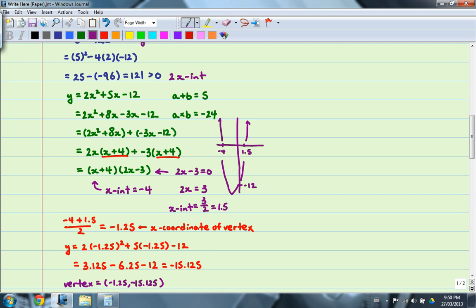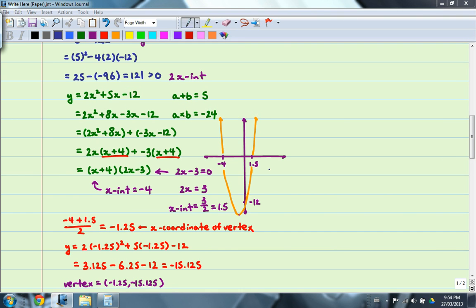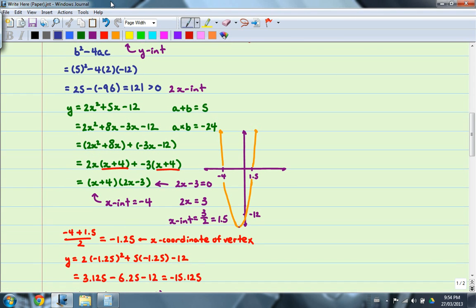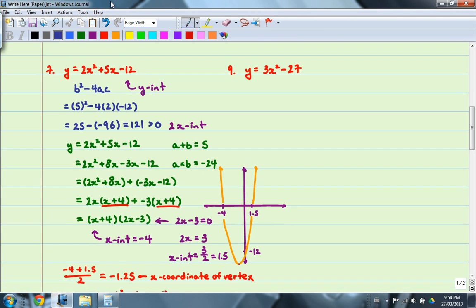Usually when you draw a parabola, you do want it to be less pointy. So let's try to fix that here. There we go. So we'll continue with the second question, which is number 9. Hopefully we'll have enough space to do this question.